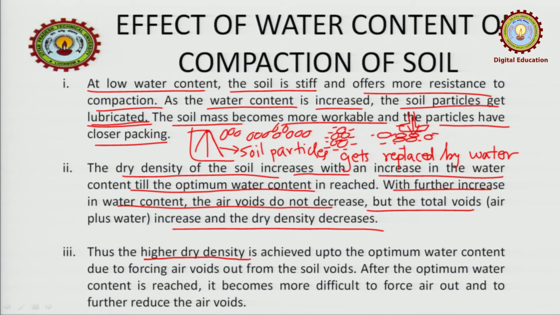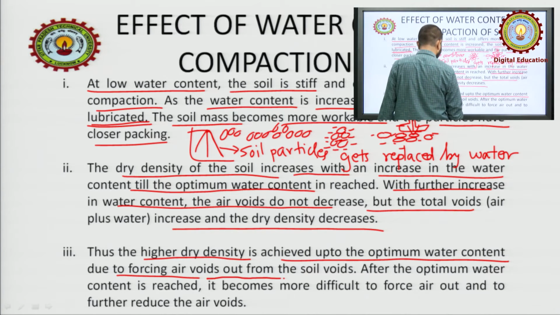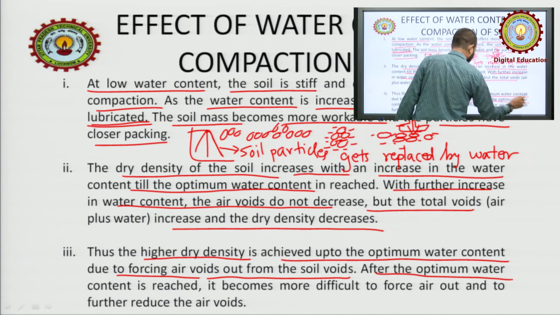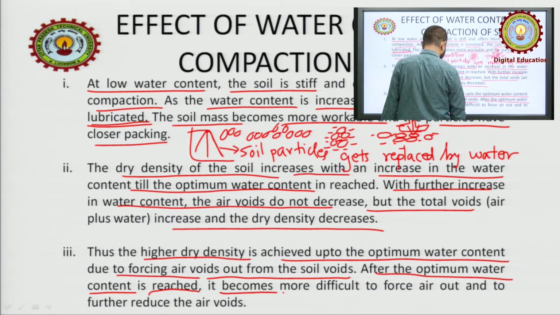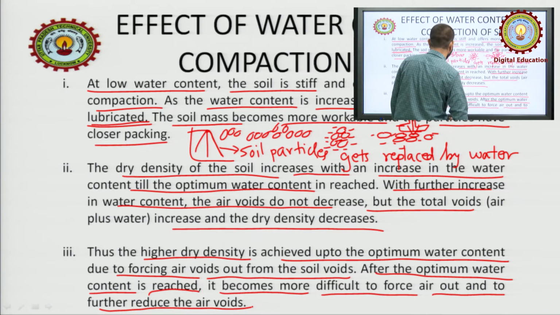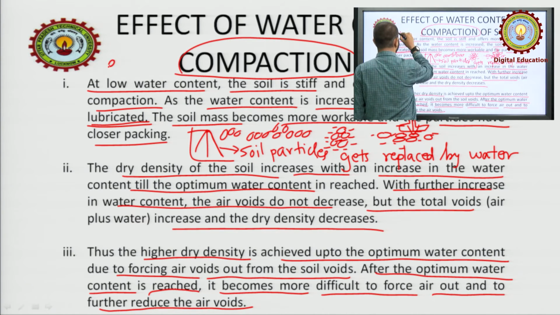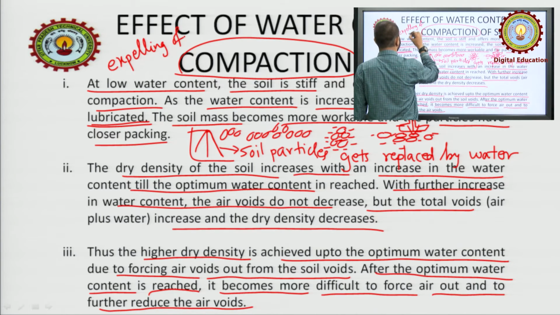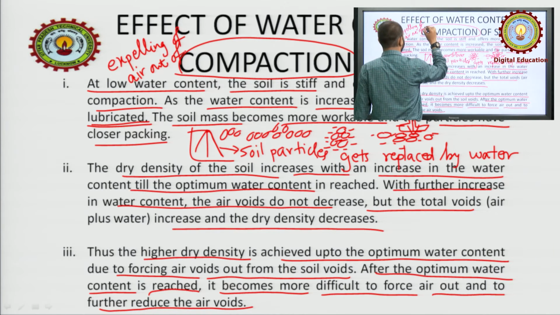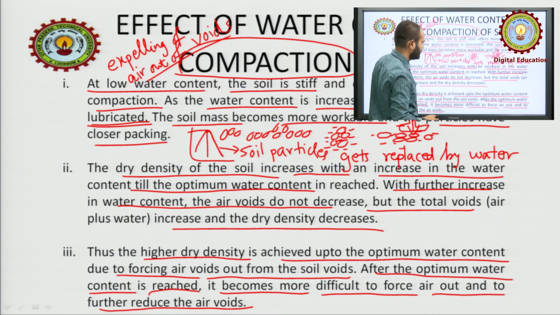Thus, the highest dry density is achieved up to the OMC or OWC due to forcing air voids out from the soil voids. After OMC or OWC is reached, it becomes more difficult to force air out and to further reduce the air voids. Remember, compaction is the process of expelling air out of voids. This is the process of compaction.